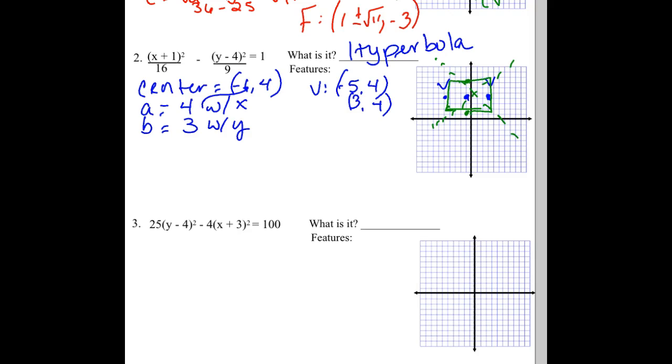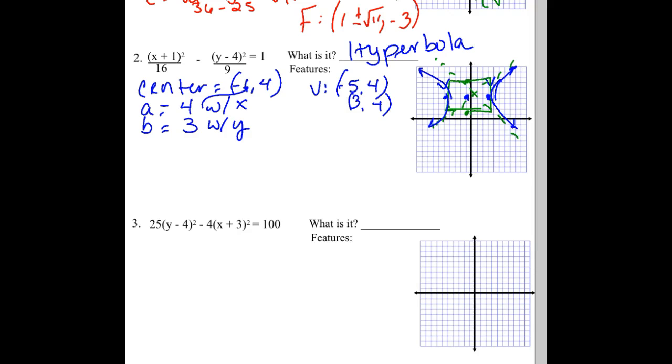Okay. How do I know if this is going to have branches up and down or side to side? Find your vertices, right? Where was your A piece? So vertices, we said we're moving in the X direction. So I would have branches here and here. Okay. What do we need yet? We need foci and asymptotes.